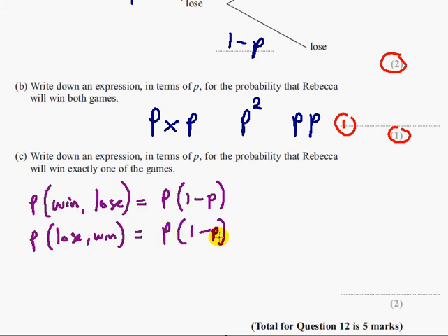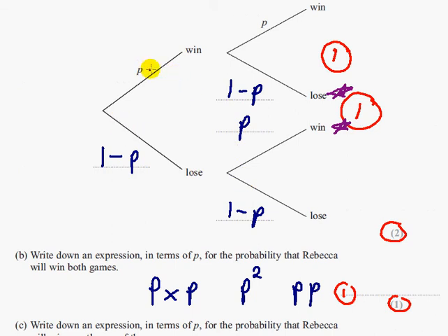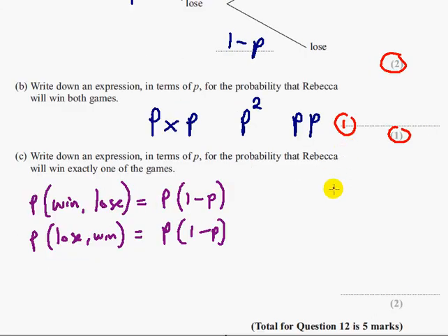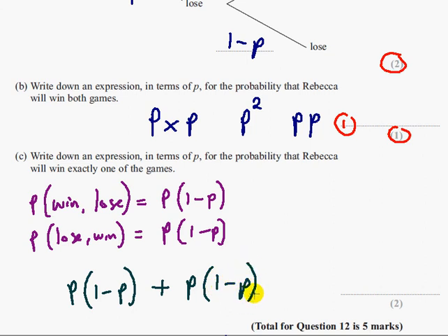Now if those were numbers, we've worked out those probabilities, and then we need to add those probabilities up. So that's no different from what we're doing here. So the probability that Rebecca will win exactly one of the games is those two probabilities added together. So let's have a look. It's going to be P open bracket 1 minus P close bracket, add P open bracket 1 minus P. Now that is the expression.